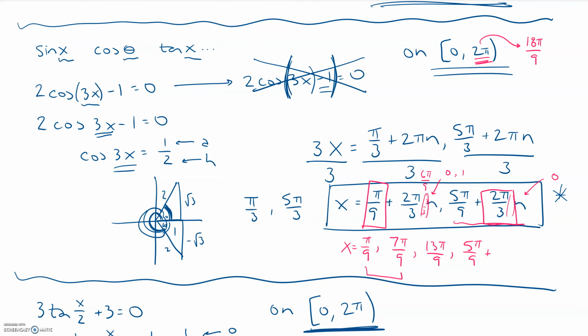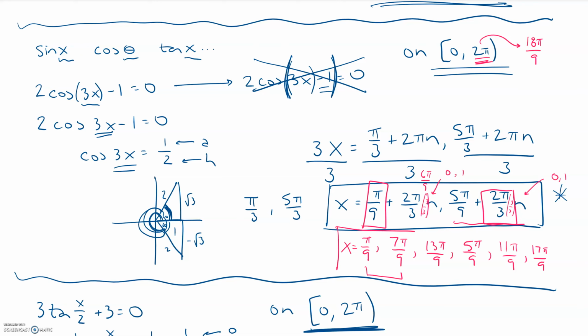I just multiplied by 3 over 3, and I found that it's 6 pi over 9. So if n equals 1, we would have 5 pi over 9 plus 6 pi over 9. That's going to be 11 pi over 9. Moving another 6 pi over 9 would be 17 pi over 9, and going another 6 pi over 9 would take us off the interval.